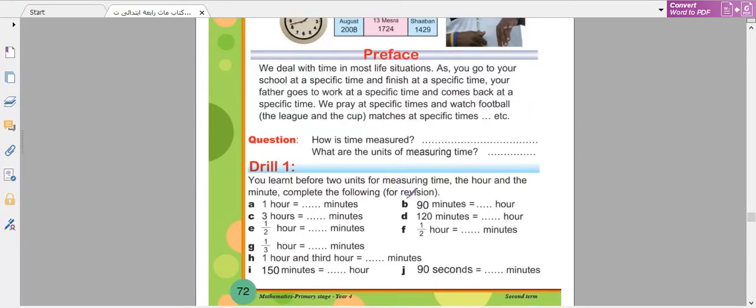Last year we took two measuring units of time. We took hour and minute. Let's make a quick review on changing from hour to minute or from minute to hour. Number 1: 1 hour equals 60 minutes. We took that.